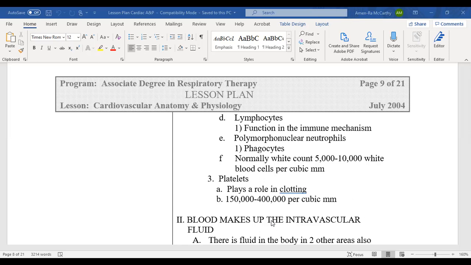And then finally, what's the count for white blood cells? 5 to 10,000, good. 5 to 10,000 is the normal count for white blood cells. If it's between 5 and 10,000, the patient does not have a bacterial infection. That doesn't mean they don't have a virus, but they don't have a bacteria, okay? So you want to know that when they ask, what's the normal white blood count? 5 to 10,000.